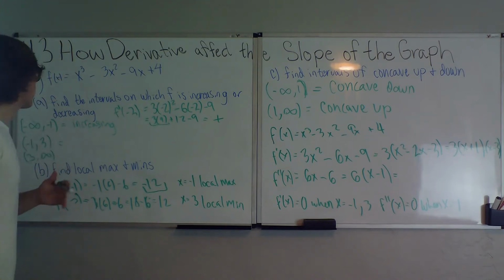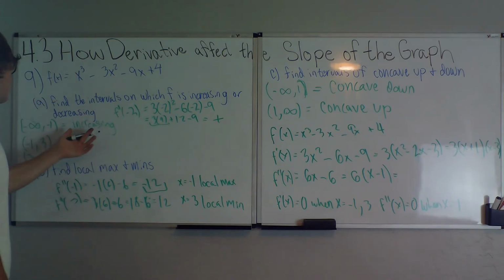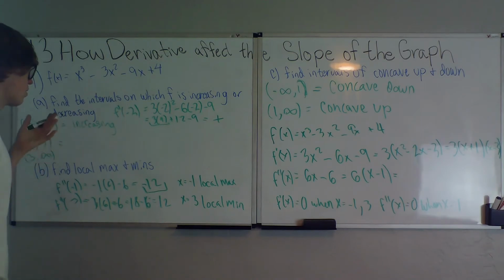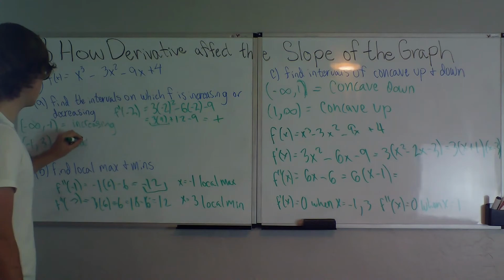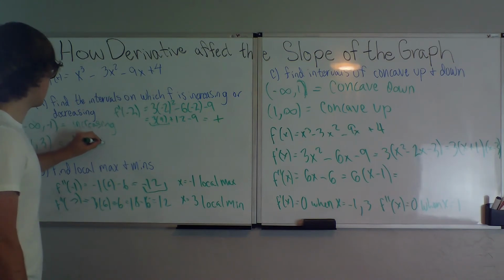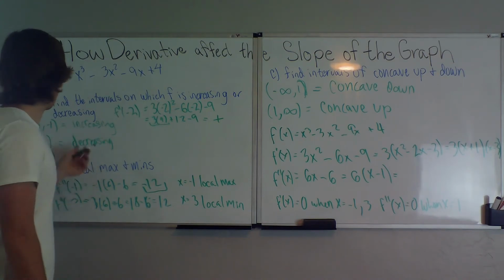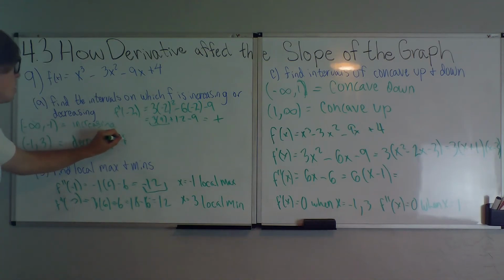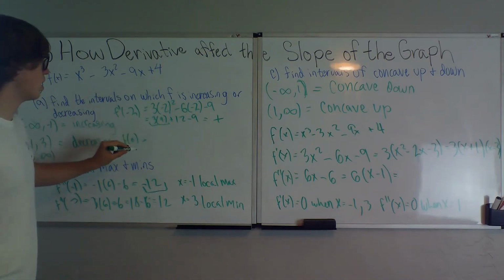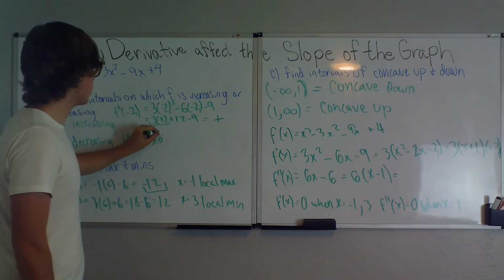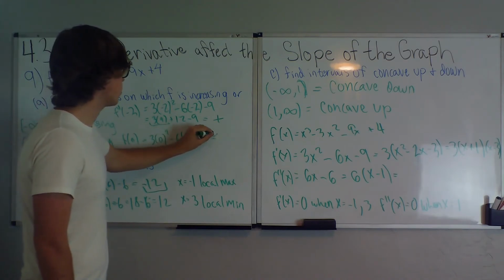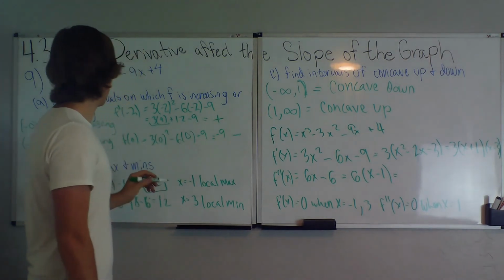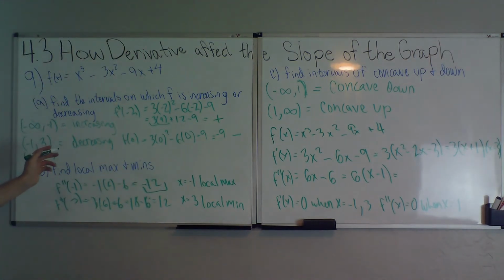Now, you can kind of just say, well, if it's increasing and then it goes from a local max to a local min, it has to be decreasing from here. But we should still check it. And how do we check it? Well, we can just do f prime of 0. And we get 3(0) squared minus 6 times 0 minus 9 equals -9, which is negative. So we know it's decreasing from -1 to 3.